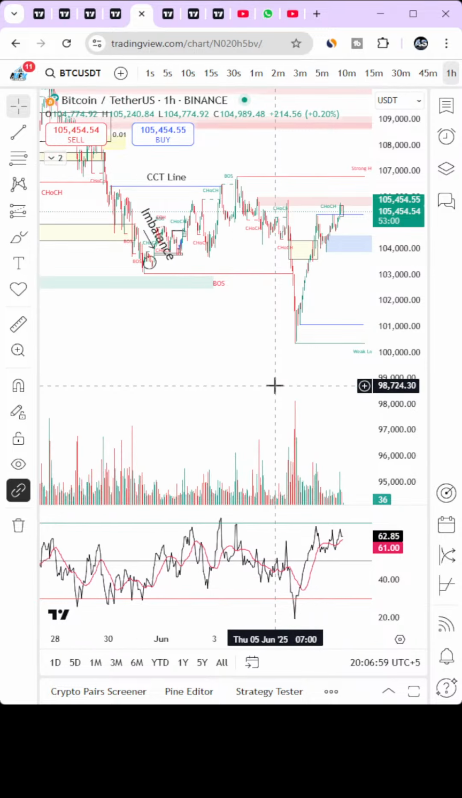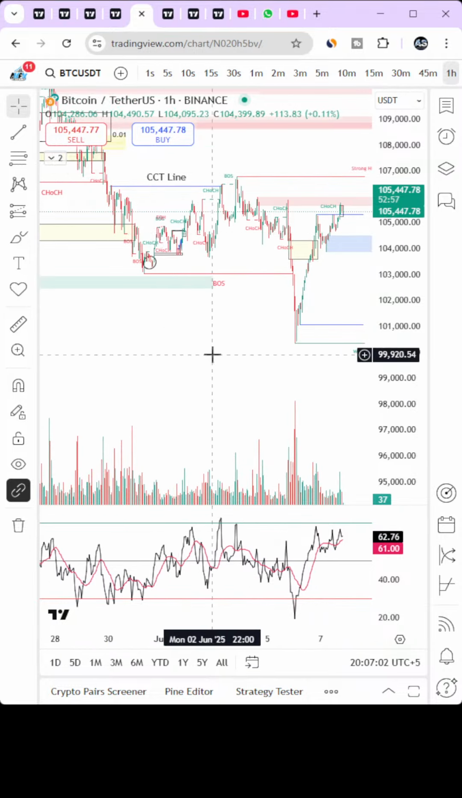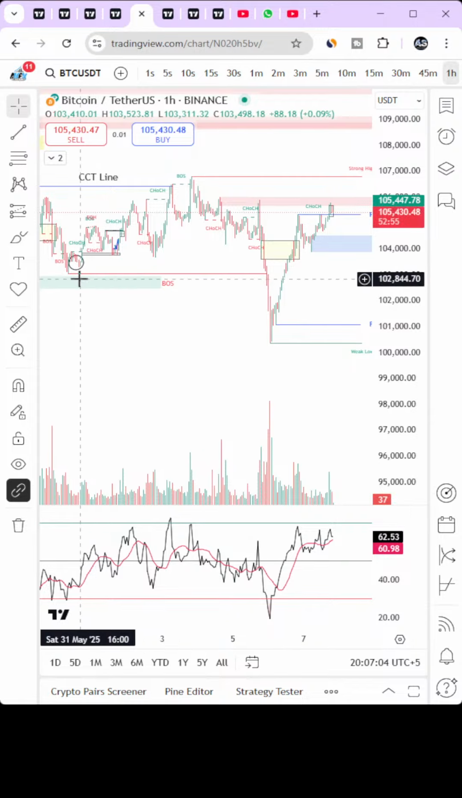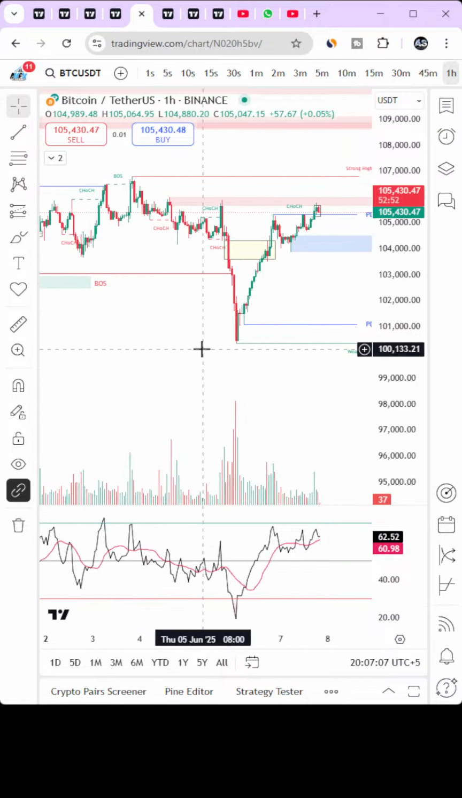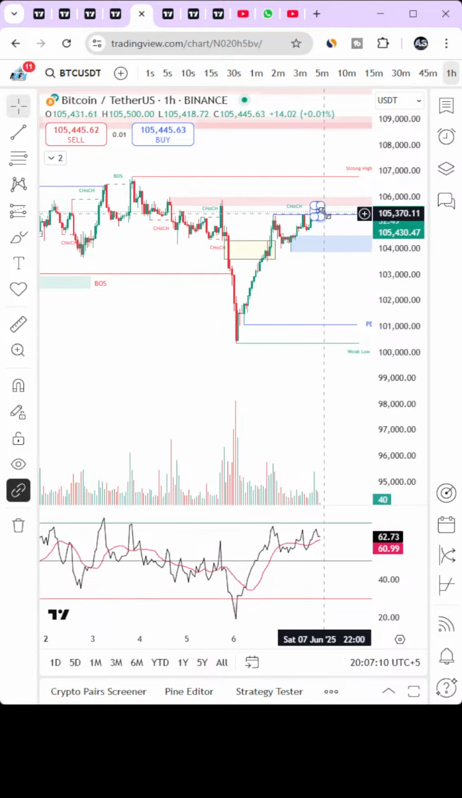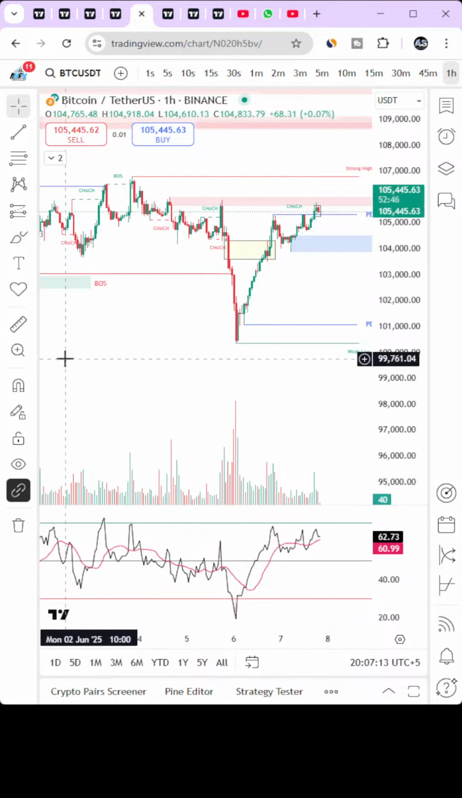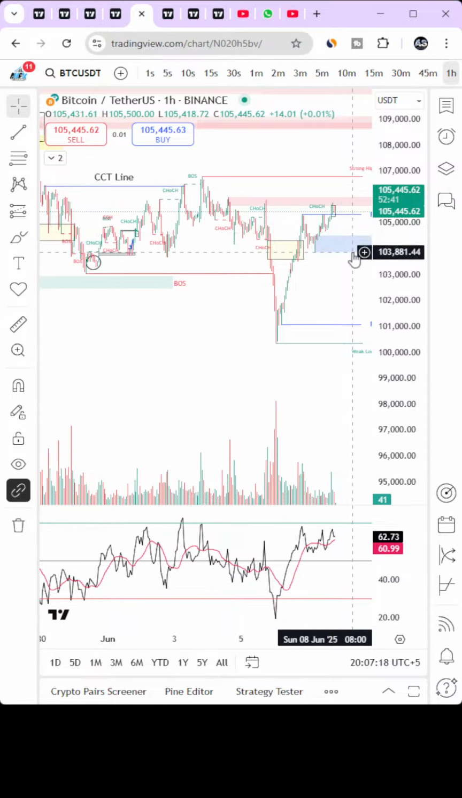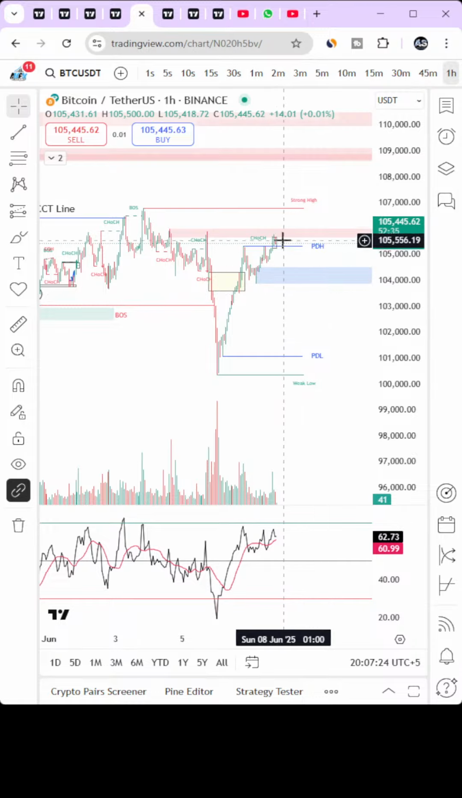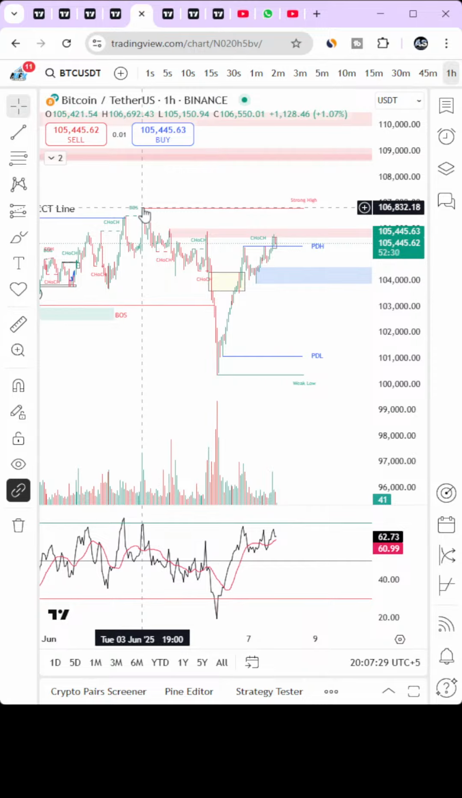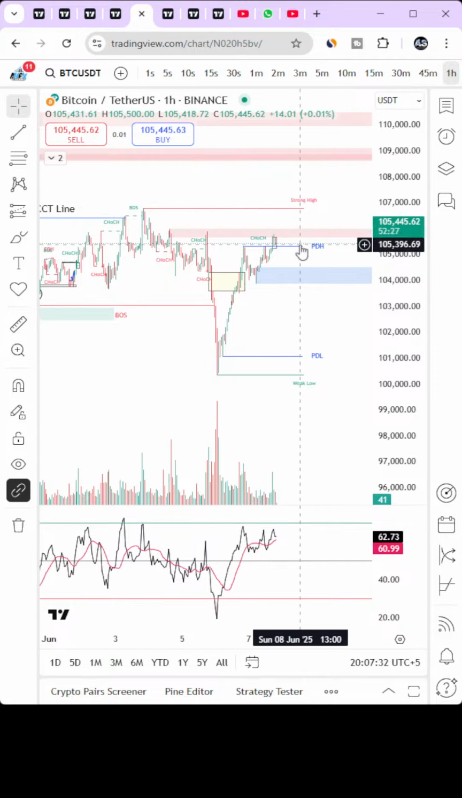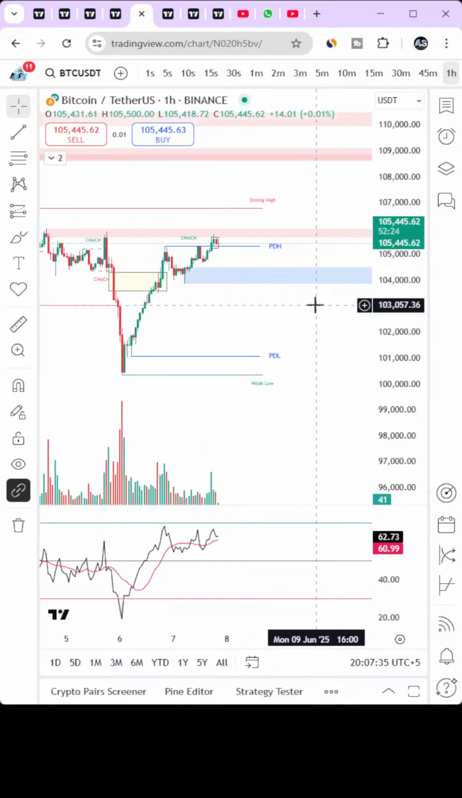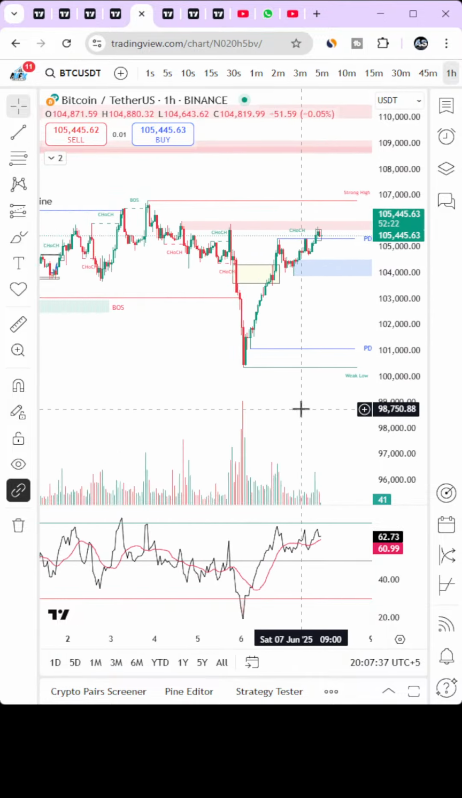According to the structure, the market has created a break of structure to the sell side. Now it can come again to the downside. According to the 1 hour structure level, it is a bearish trend until and unless the market closes above this higher high. We are sellers according to the 1 hour time frame.